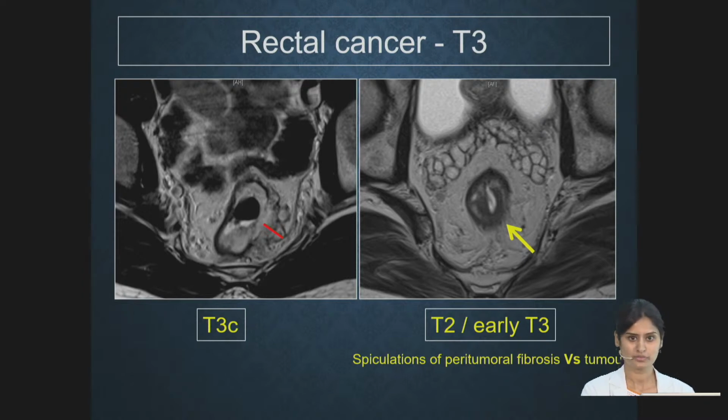Now the fourth image is where it's a bit challenging to ascertain the stage. Why? Because we see that there is a T2 intermediate signal intensity tumor, and there is also fat stranding in the adjacent mesorectum. But we are not sure if the tumor signal is actually going into the mesorectal fat, or if it is just inflammation or desmoplastic reaction caused by the tumor. So in such cases, it's okay to assign a T2/early T3 stage to these tumors. The prognosis between these two subcategories is not of much difference.